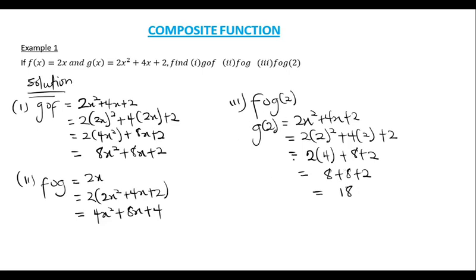So now we continue and say our f of g of 2 is equal to the function f, which is 2x. But our g of 2 is what we've obtained here to be 18. So we have 2 into bracket 18. If we multiply 2 by 18, we get 36. Alright, let's go ahead and look at another example.